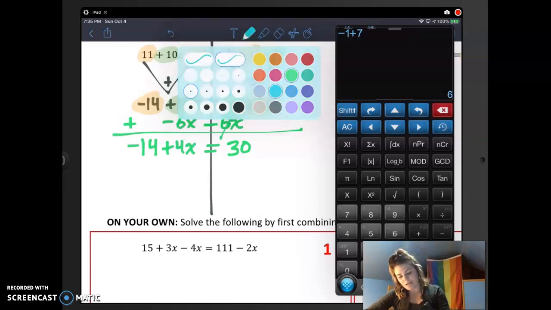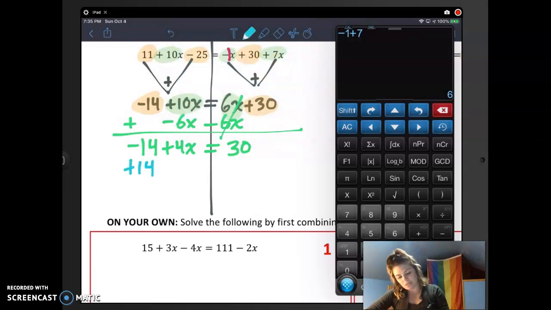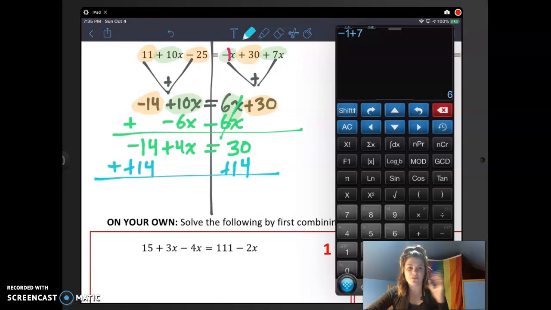We're going to add 14 to both sides. That makes 0 with the ones on the left, the numbers on the left. So over here we have 4x, and then adding top to bottom, we know this is 44 over here. All right, last part of the song.